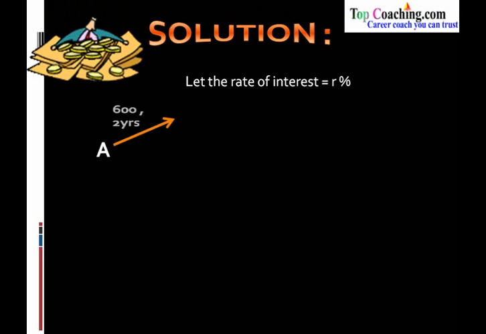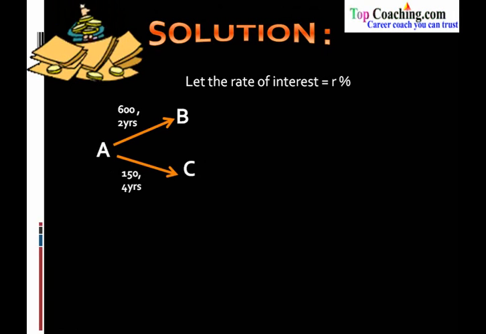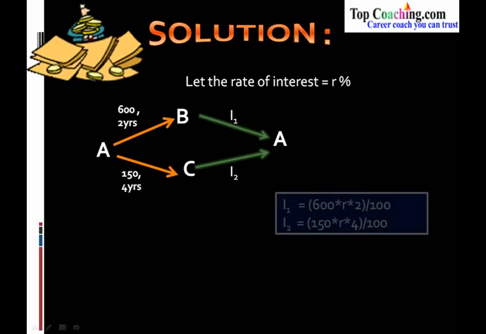Now this is A, and he lends rupees 600 to B for 2 years. We do not know the rate percent. Similarly, A lends rupees 150 for 4 years to C. Now let us say that the interest earned on this transaction of money is I1, and similarly, the interest earned in this transaction is I2. And now I1 plus I2 is the total amount earned, which is, let us say, equal to A.